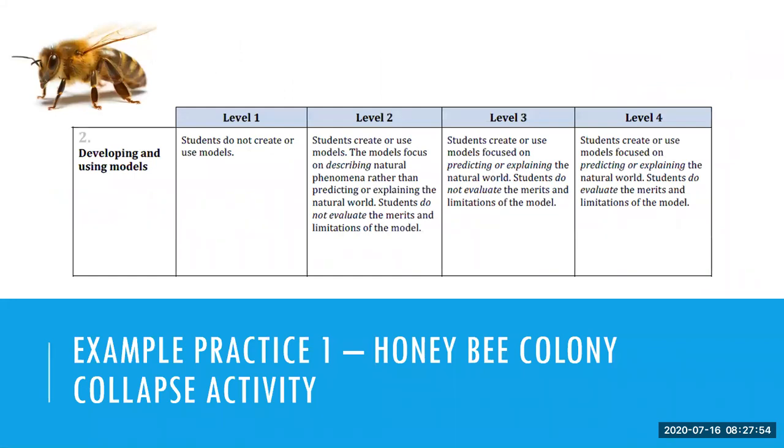Based on the previously described components of the activity, this would put the honeybee colony collapse activity at a level 4 on the science practices continuum. That is because you used the model to explain something about the natural world, which was colony collapse disorder, and you did evaluate the merits and the limitations of the model.